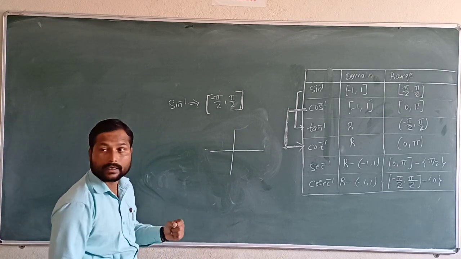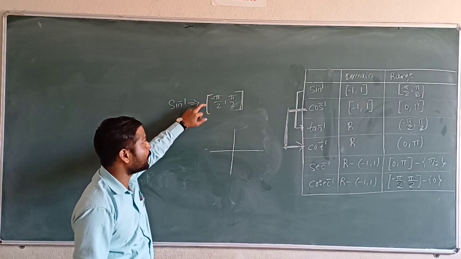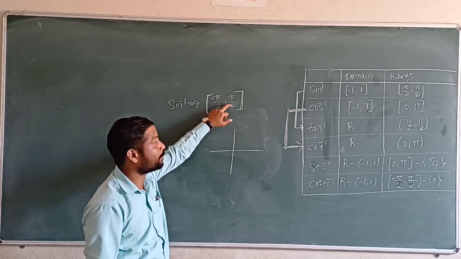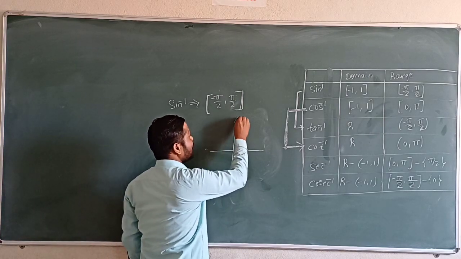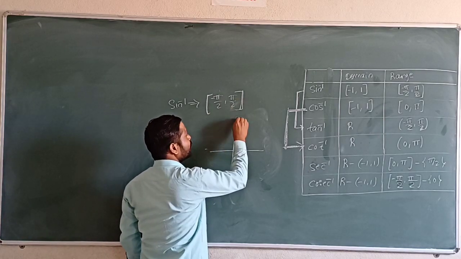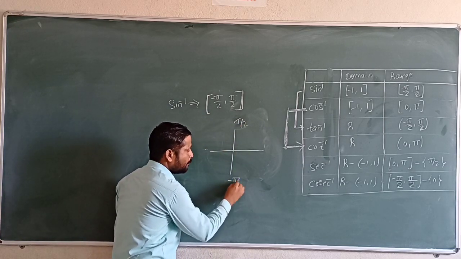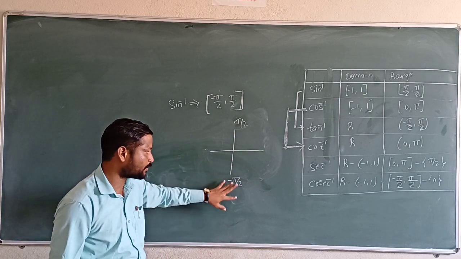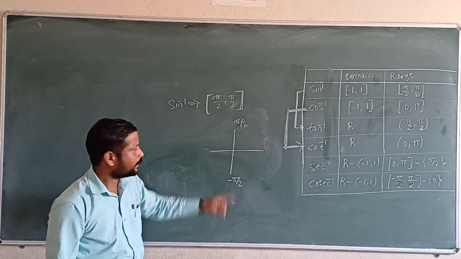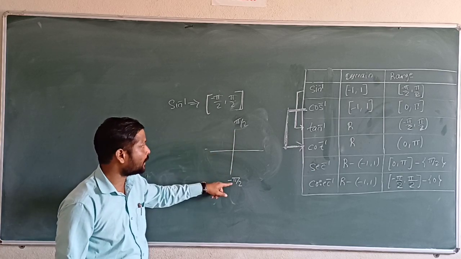Closed interval means including, right? Minus pi by 2 is included, and plus pi by 2 is also included. Let me say it clearly: plus 90 degrees is pi by 2, and minus 90 is minus pi by 2. If the revolving line moves in a clockwise direction, it forms negative angles, correct? So plus 90 degrees and minus 90 degrees.